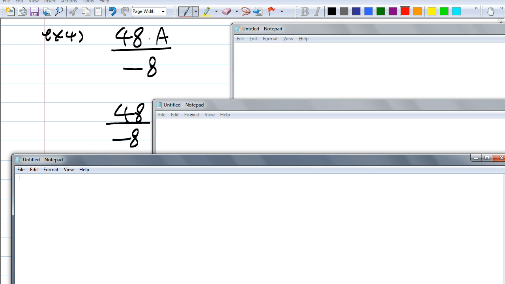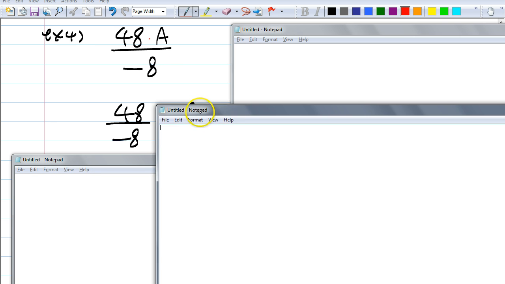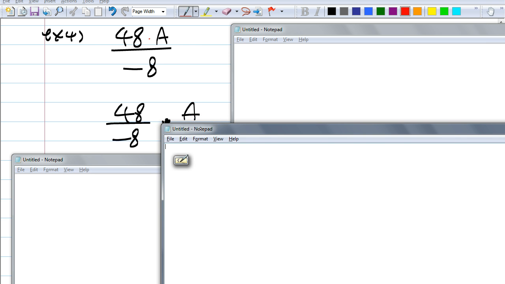In other words, how would you check if you got the right number that's multiplying 48 over negative 8? If you were to multiply these two fractions, you should get what you had up here. You should be able to get the same expression you had up there, right? So, how many people wrote down 48a over 8? No one did, right? Because if it was a over 8, 48 times a, you get 48a. That's fine.